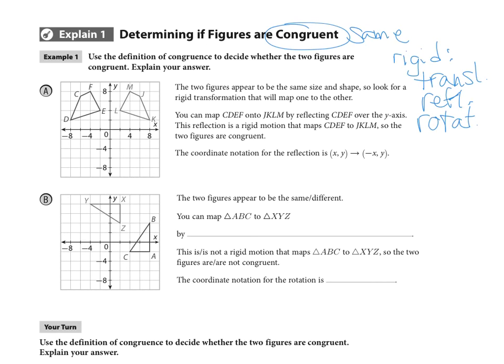In this section, whenever it says explain your answer or justify that they're congruent, it's going to be asking you for coordinate notation. So make sure you're referring to the rules that we worked through in the last module, module 2.